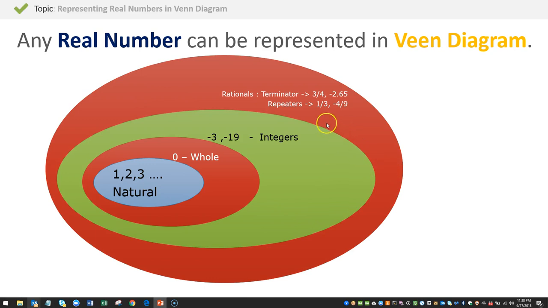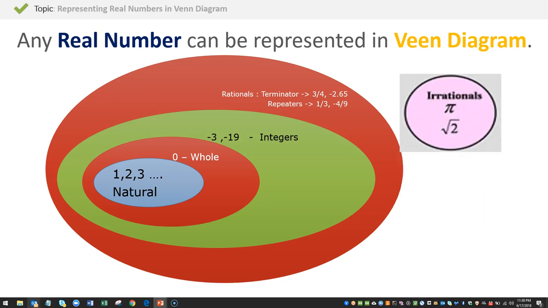If you include fractions, which give you either terminating decimals, meaning their decimal value terminates, or repeating decimals, meaning their decimal values repeat. So rational numbers are all the fractions which give you either terminating or repeating decimal values when you break them into decimals. What you get is a collection of rational numbers.